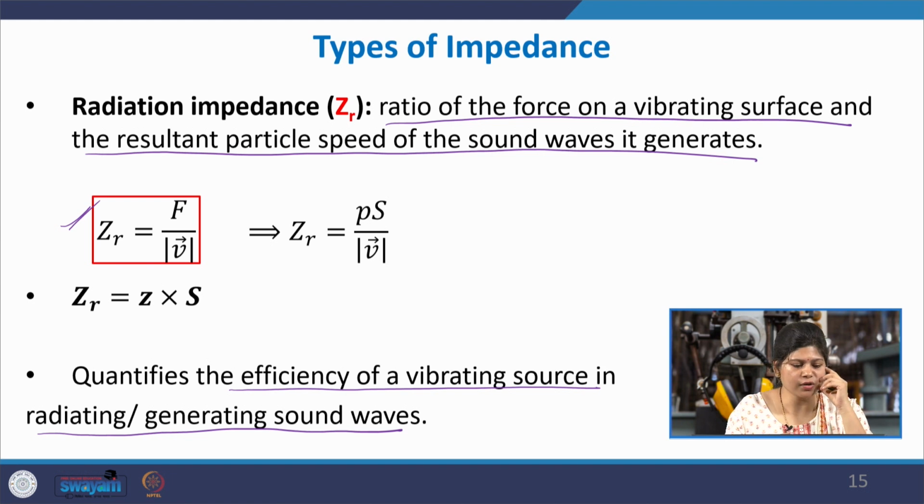Suppose some structure has got a higher radiation impedance, so what does it mean? Is it more efficient at creating sound waves or less efficient? Let us see. Suppose Z_R is high. This means that for the same particle speed, to create the same kind of waves you need a higher force. So that means the surface efficiency of creating sound waves is less. The more impedance inherent within it for radiating sound waves, the less obviously it is going to generate the sound waves.